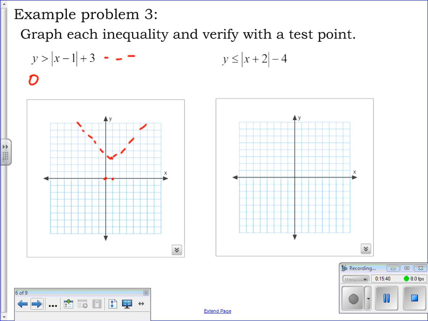0 greater than the absolute value of 0 minus 1, plus 3. What is the absolute value of 0 minus 1? That's 1. Plus 3 is 4. Is 0 greater than 4? No. So this is not my shaded area. So I shade inside the V on this one, because it came up false, so that point is not included.